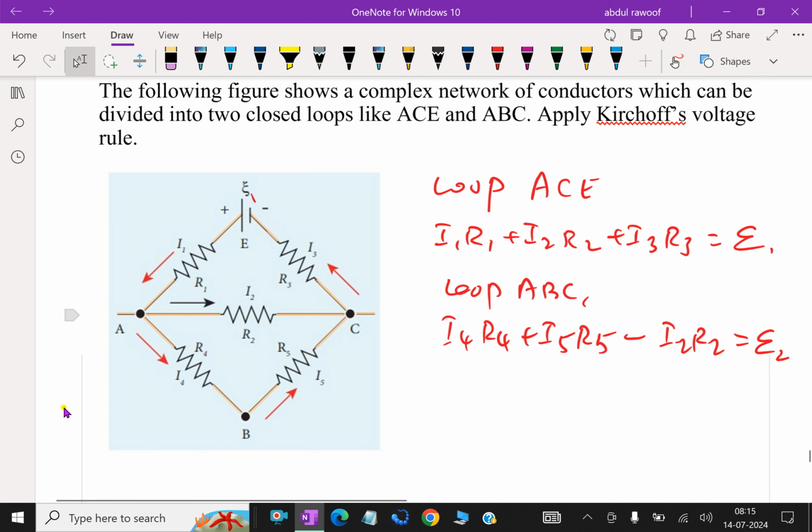By using these two equations, we can solve the unknown things, because if the two EMFs are given, we can solve for the current and the voltage too.